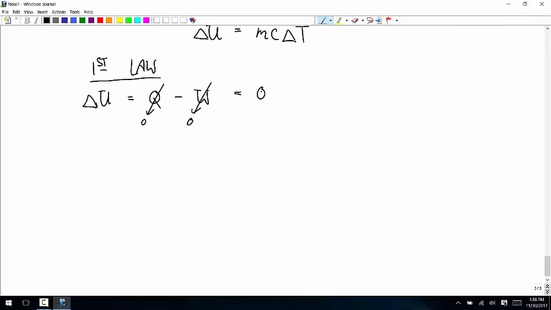So the change in internal energy is 0 if this system is isolated. And the change in internal energy is the change in internal energy of the water plus the change in internal energy of the steel. Those have to add up to 0.